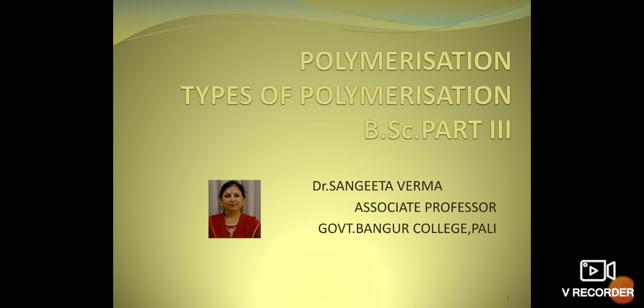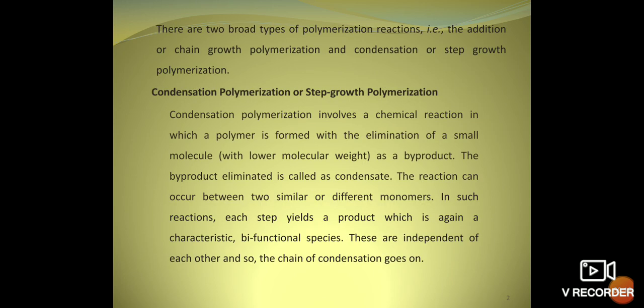Here we are going to take the types of polymerization which occur during the process of formation of polymers. So basically there are two broad types of polymerization reactions, that is the addition or the chain growth polymerization and condensation or step growth polymerization.